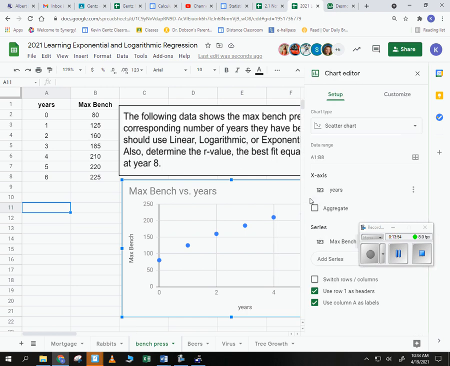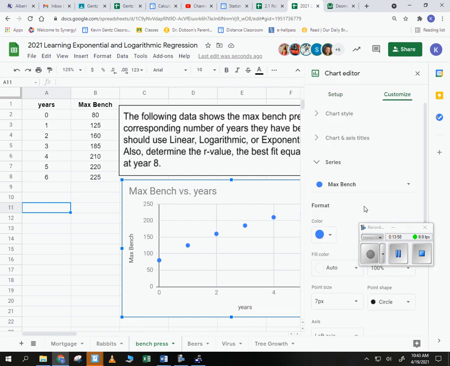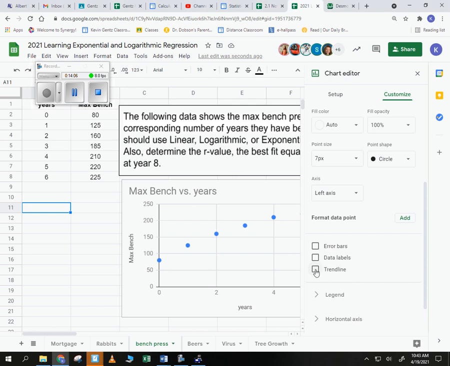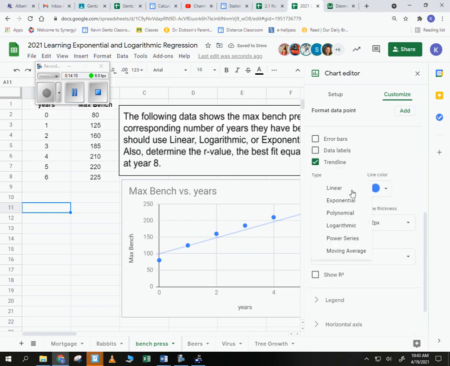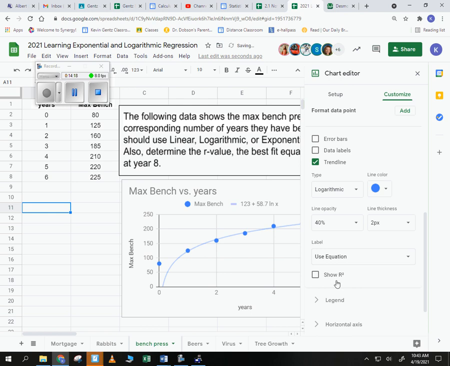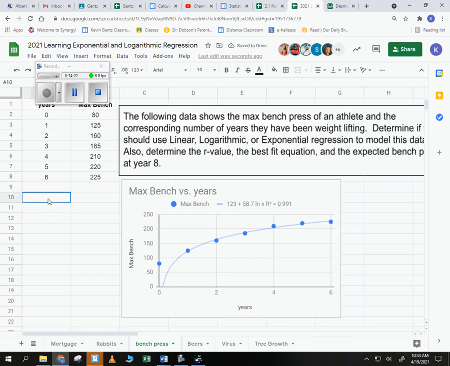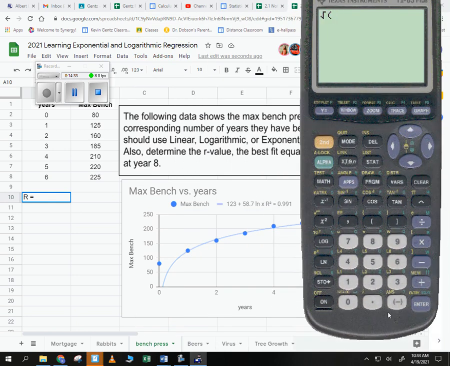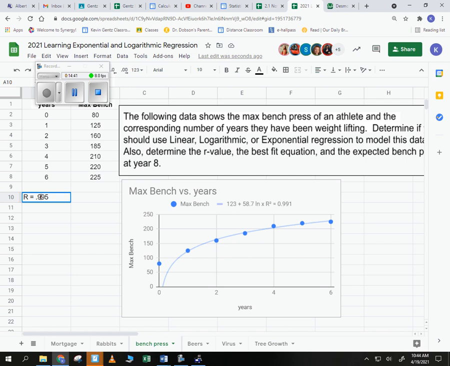So we're going to go ahead and edit the chart. When you go into your series, again, we want to put in a trend line. But instead of selecting linear, we select logarithmic. We're going to use an equation to fit and show that R squared value. I took the square root of 0.991 and I got 0.995.